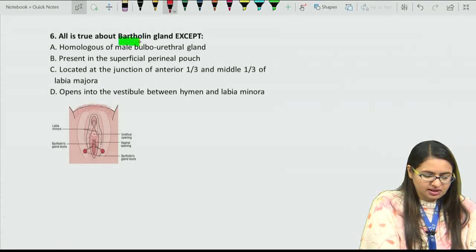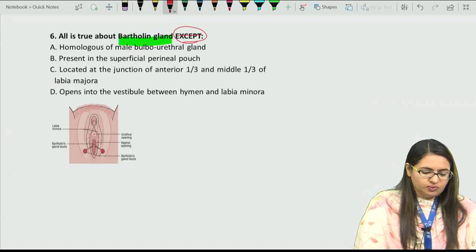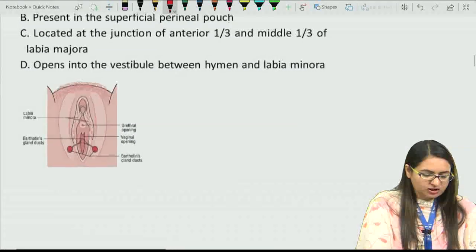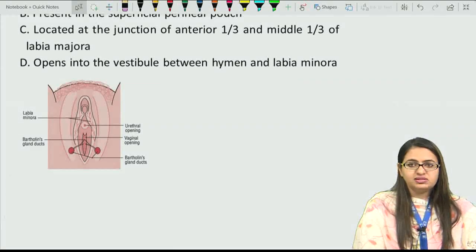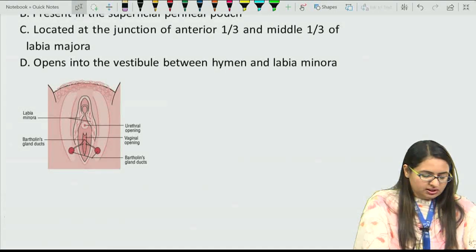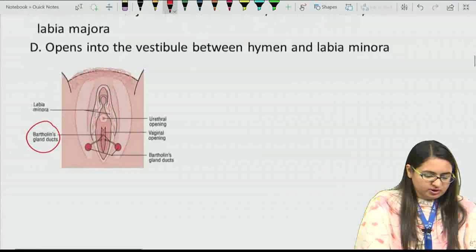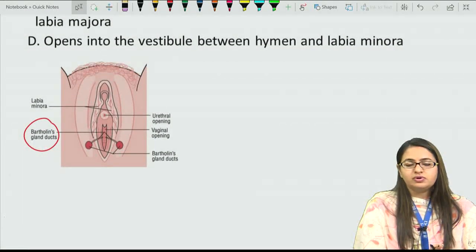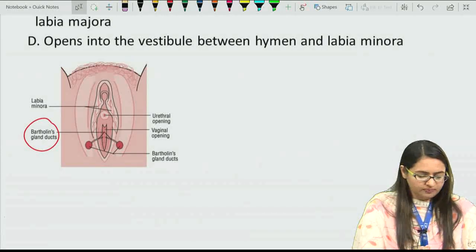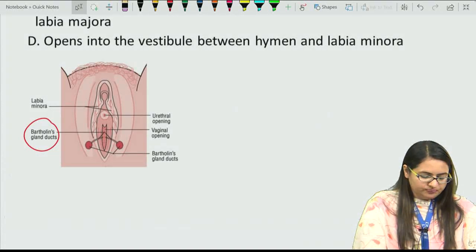Now the next question is regarding the Bartholin gland. In this we have to tell, except, which option is not correct. When we talk about the Bartholin gland, it is present in females, and this gland is present in the superficial perineal pouch. The Bartholin gland is homologous with the bulbourethral glands of Cowper, which are present in the males.